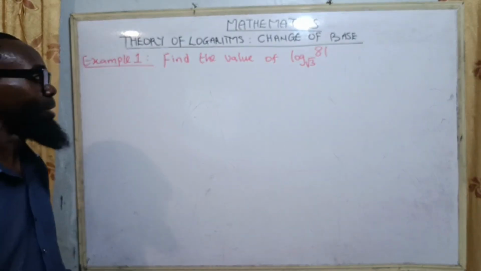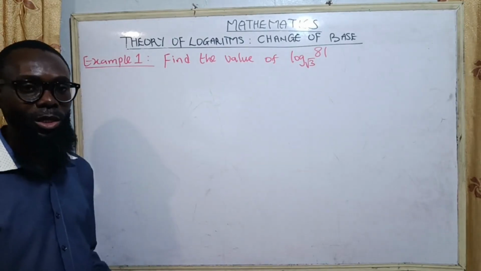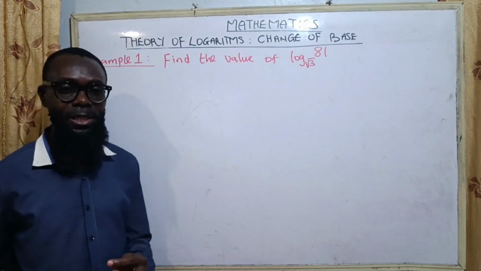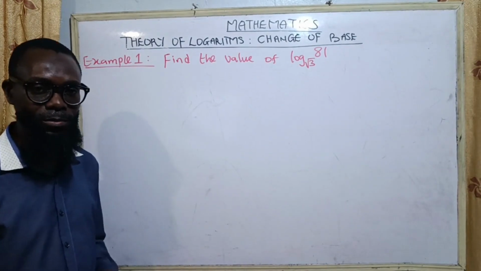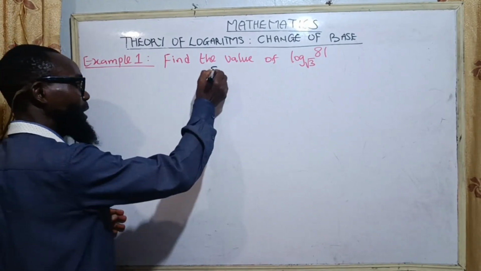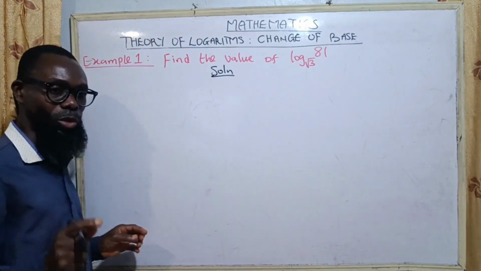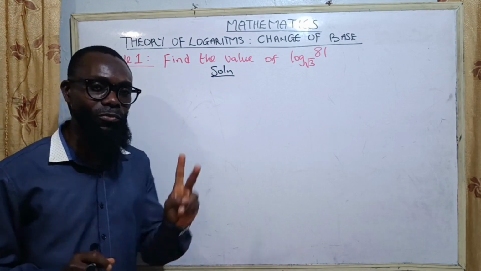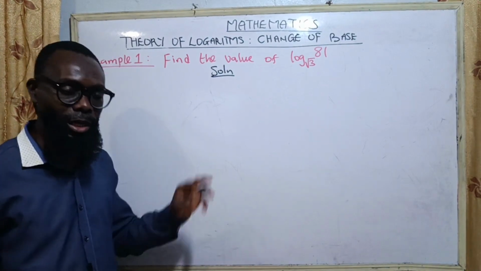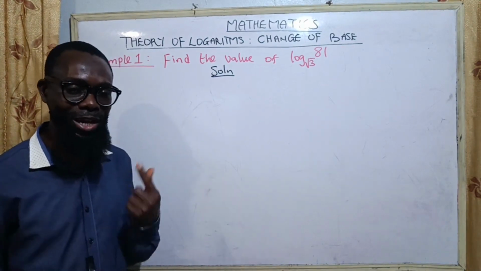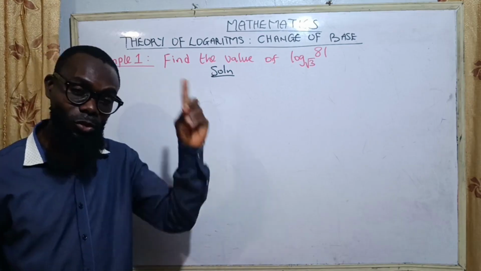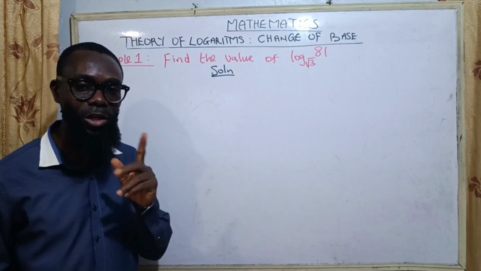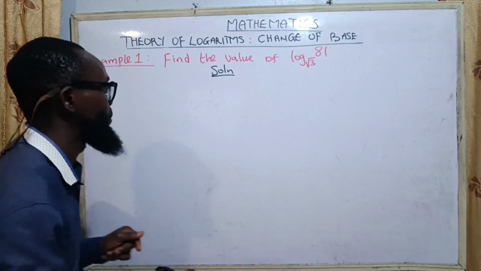So let us now look at the application of this. Example 1. Find the value of log 81 base square root of 3. Before we proceed, I want us to realize that out of the two methods I gave you, the second method is mostly used in our calculations. Not that the first one cannot be used, but we mostly encounter the second one.